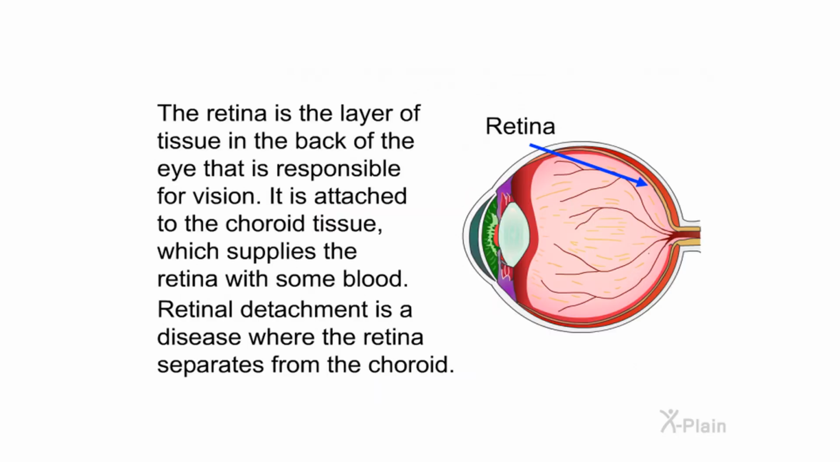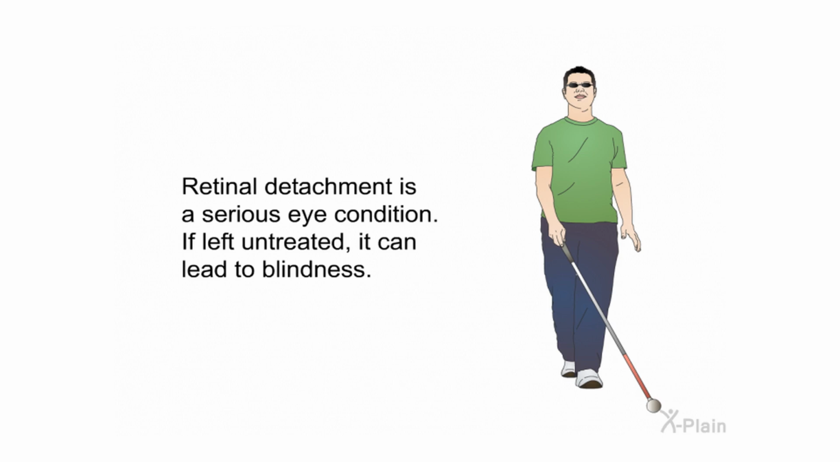Conclusion. The retina is the layer of tissue in the back of the eye that is responsible for vision. It is attached to the choroid tissue, which supplies the retina with some blood. Retinal detachment is a disease where the retina separates from the choroid. Retinal detachment is a serious eye condition.